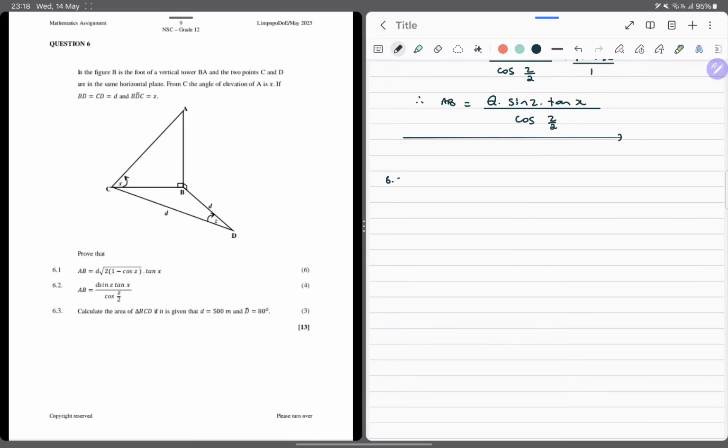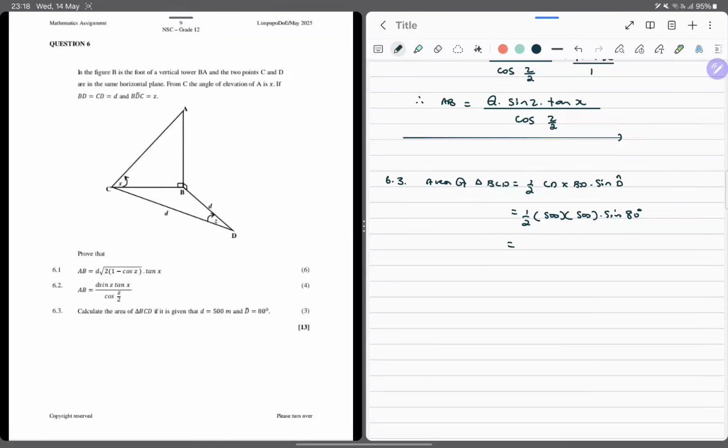Now the last question is very easy. We need to find the area of BCD, which is this triangle on the floor. So we are given angle D, which is Z. This is the included angle. We've been given the sides. So this is easy. Area of triangle BCD is going to be half CD times BD times the sine of angle D. That's the area rule. So this is a half. CD is now 500. BD is also 500 times the sine of 80 degrees.